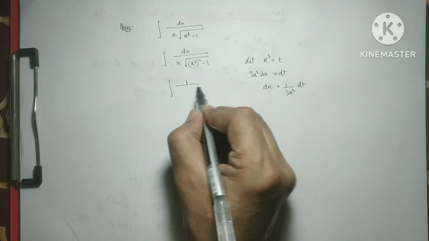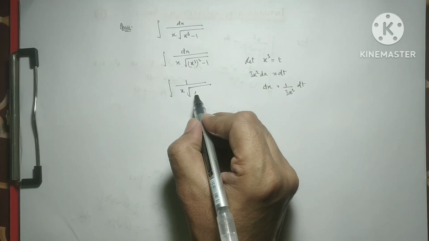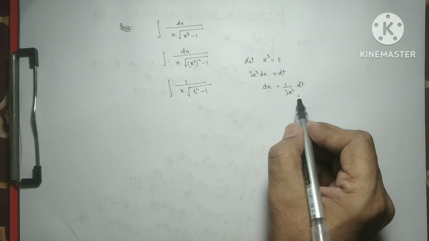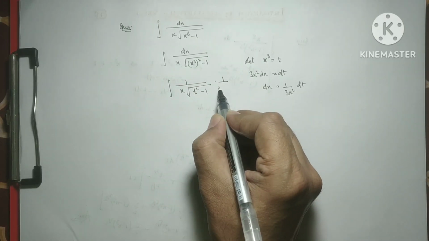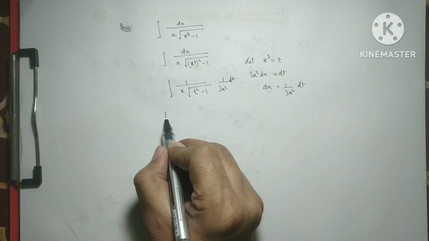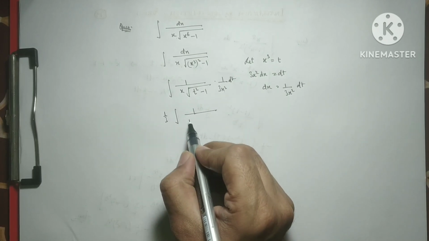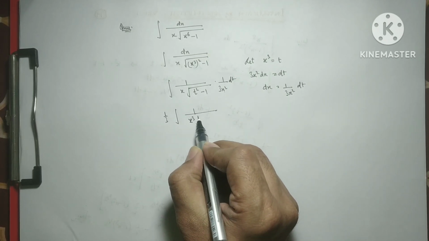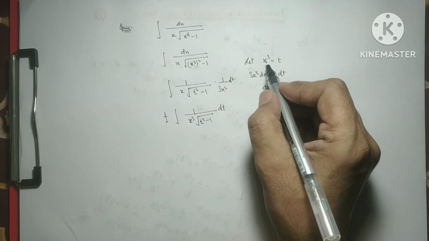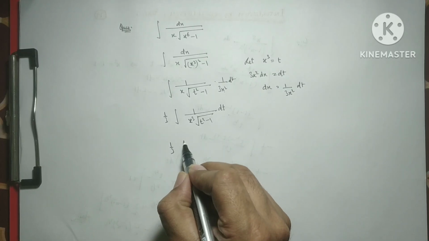So it is x and x cube as t, so it is under root t square minus 1, and the value of dx is 1 over 3x square dt. So 1 by 3 is a constant, and this x square and this x becomes x cube, and there is root of t square minus 1 dt. Again we can put the value of x cube as t in this expression.